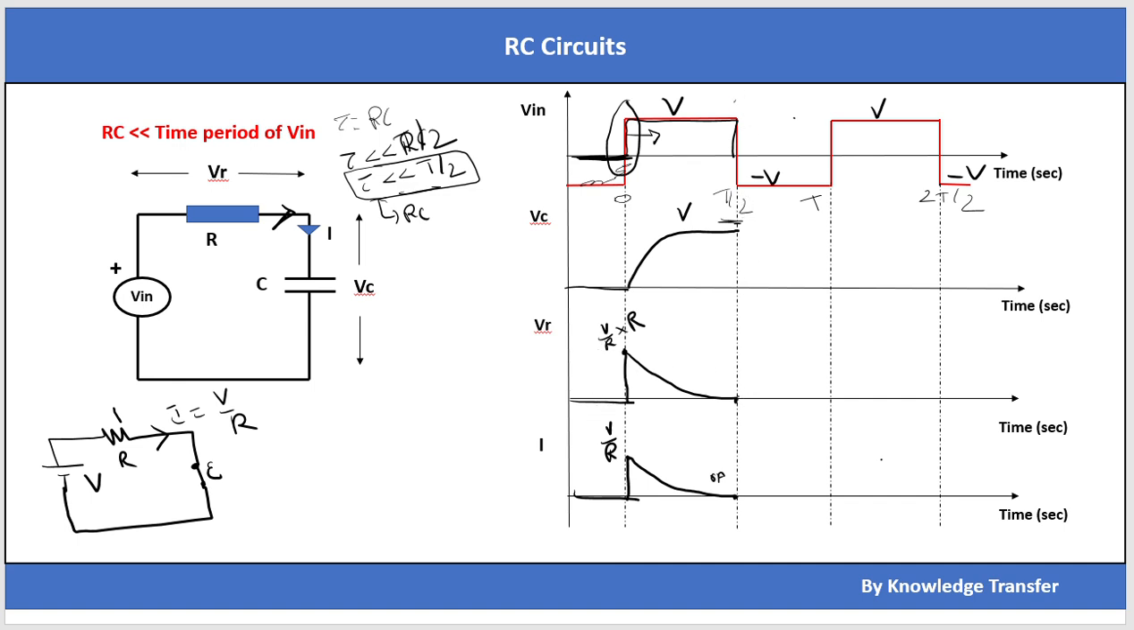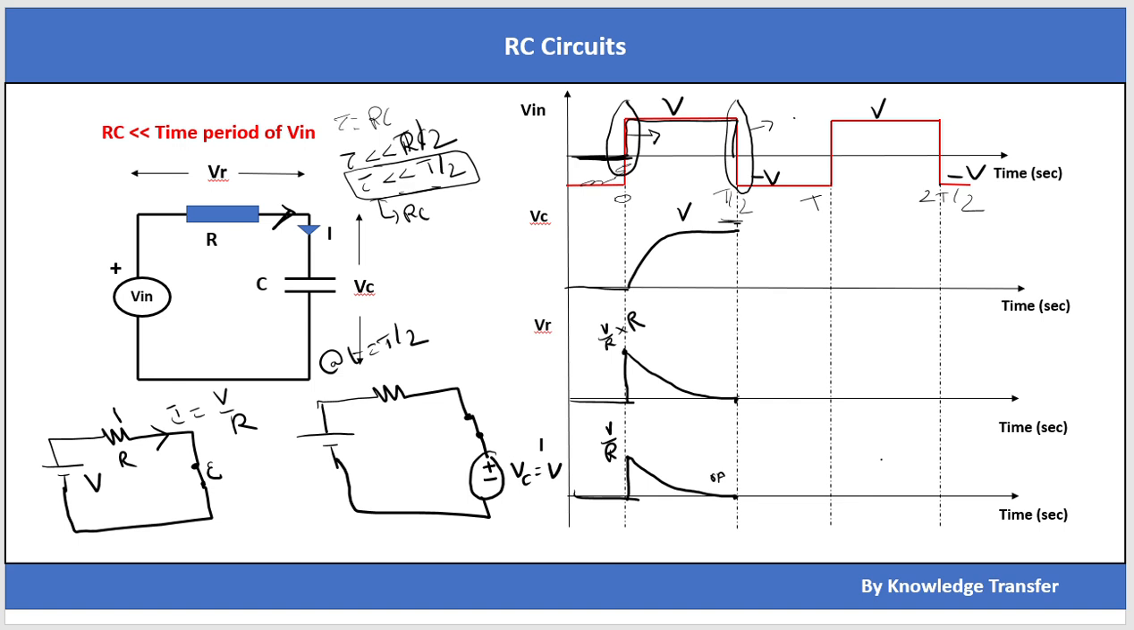At the same time, at t equal to T by 2, we can see that again high frequency signals are being applied to the capacitor. And let's draw the equivalent circuit at t equal to T by 2. If I redraw the circuit, it is like this. There is a resistor and a capacitor which is short circuited, but now it has an initial charge, charged to V volt. So here you can say VC equal to V volt, and here the voltage is negative, minus V, and there is an R.